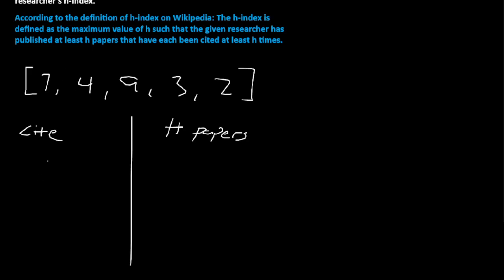So let's start at 0. Well, actually, no, let's start at 1. For 1, how many papers have at least 1 citation? 1, 2, 3, 4, 5. So currently our maximum H value is going to be 1. Let's try 2. For 2, we have 5 still. So our maximum H value is now 2.